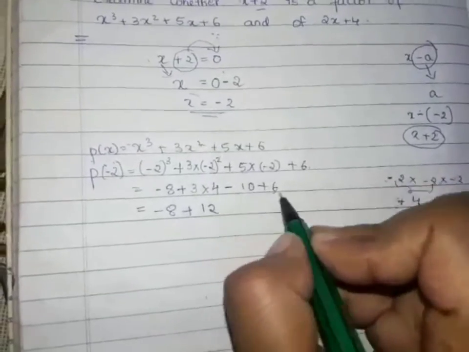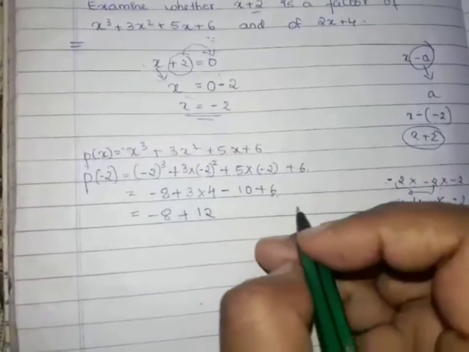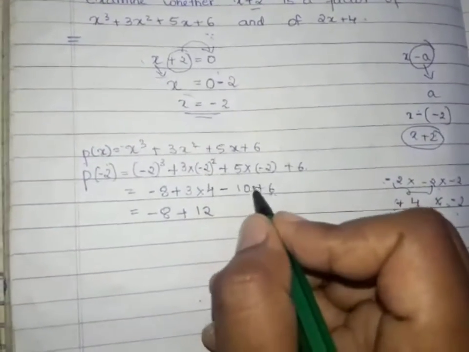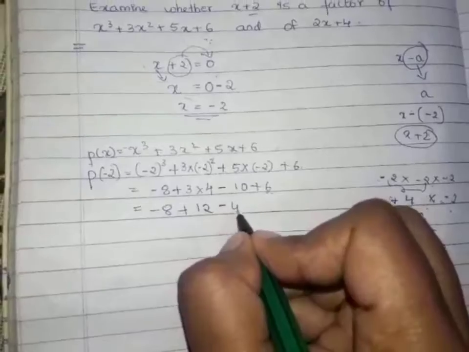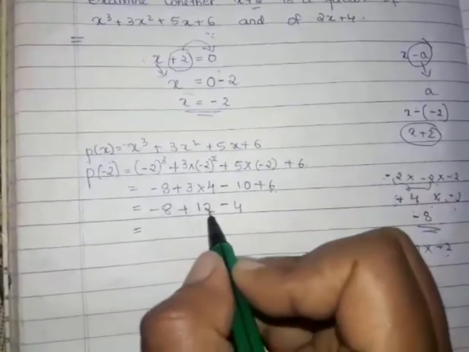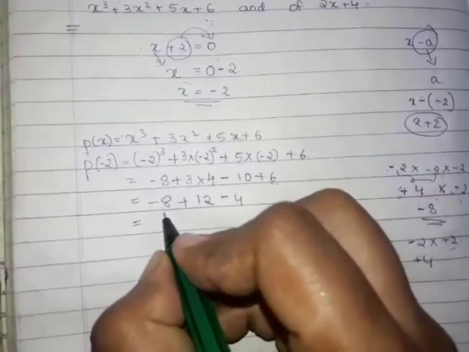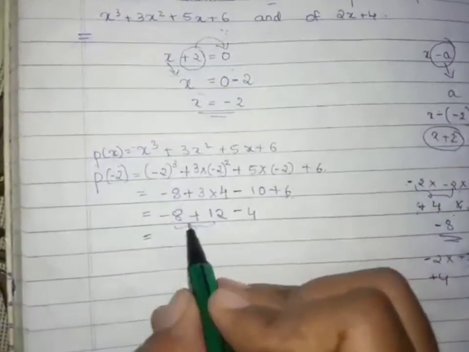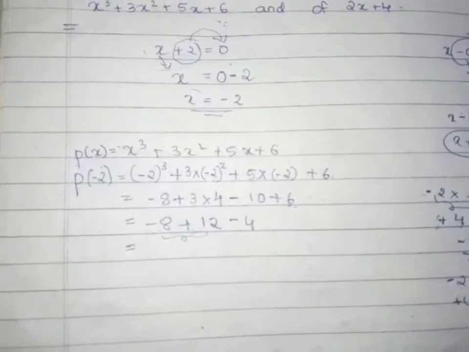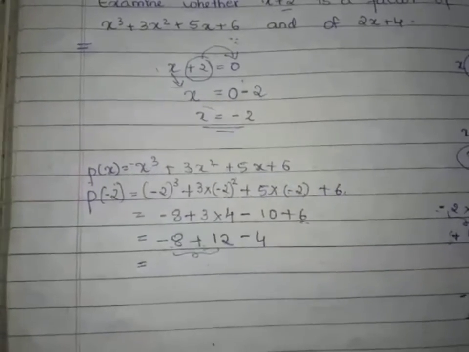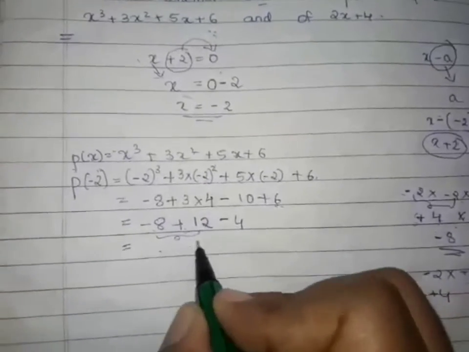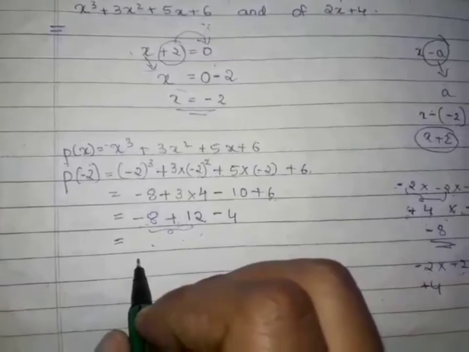Minus 10 plus 6, two different signs, so we have to subtract. From 10, if I subtract 6, I'll get 4. The bigger number is 10, so the sign of 4 will be minus 4. Okay, now what we can do is minus 8 plus 12. Let us take the first two terms. Do they have the same sign? No, their signs are different. So should we add them or subtract? If the signs are the same, then we have to add them. But here the signs are different, so we have to subtract them.